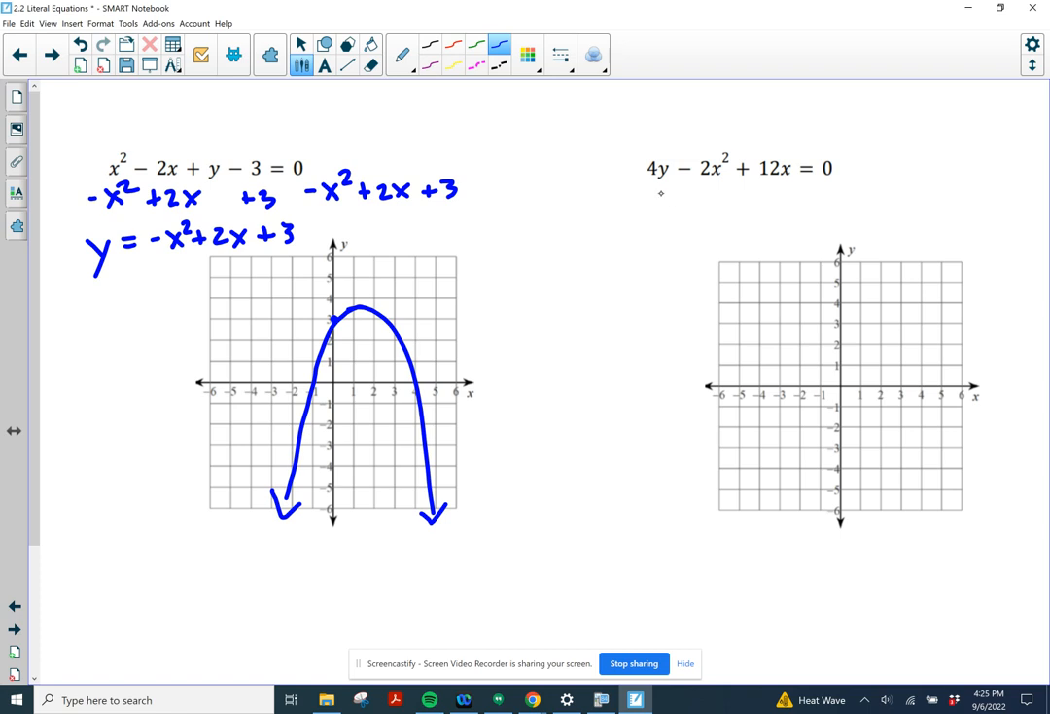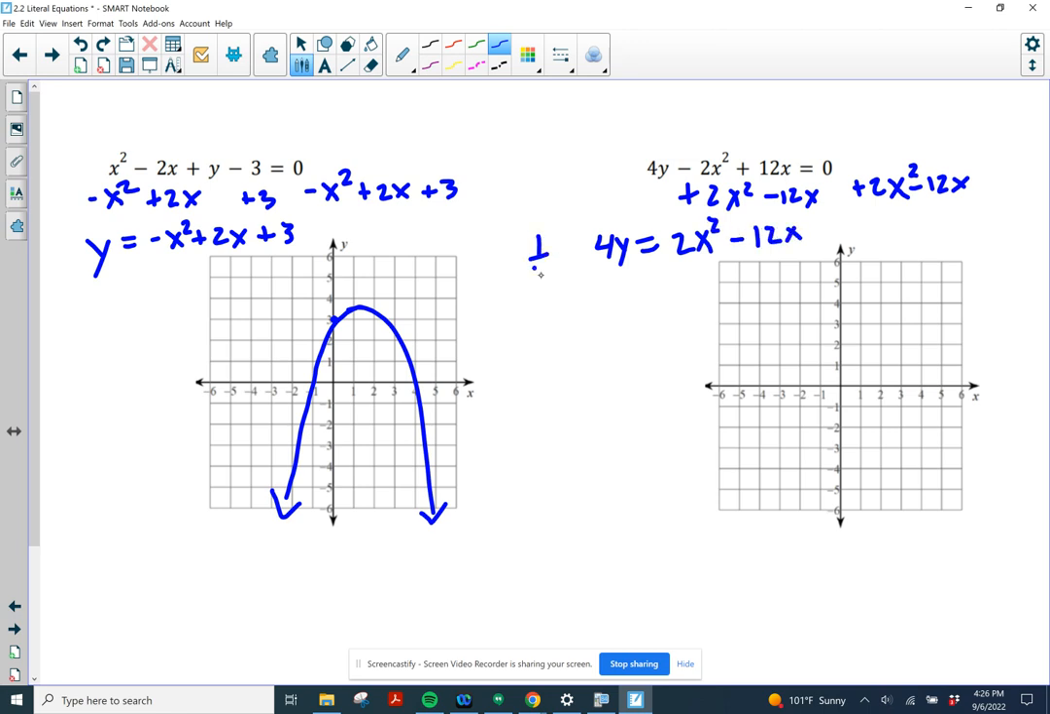So I'm going to do the last one. I'm going to solve for y by adding 2x squared and subtracting 12x from both sides. So add a 2x squared over here and subtract a 12x over here. So we get 4y equals, 2x squared. So add a 2x squared, those go away. Those go away when I subtract 12x. Whatever I do to one side, I have to do the same to the other, right? So I get 4y equals 2x squared minus 12x.